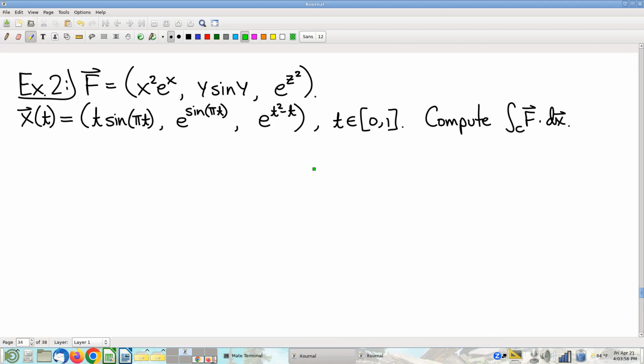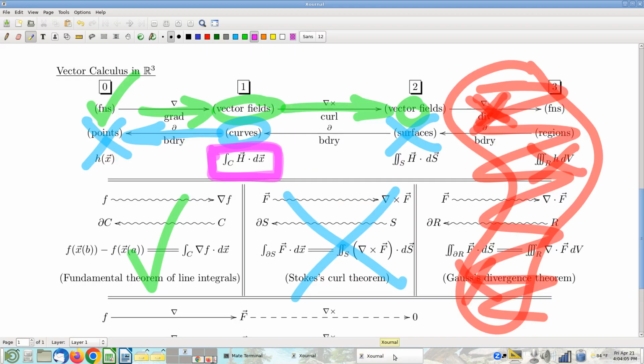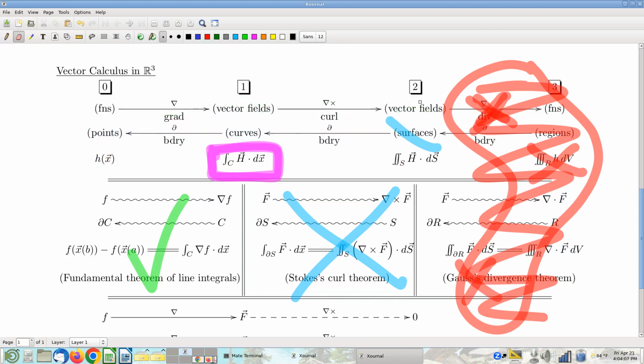Different vector field, different curve. But again, notice three coordinates. That means we're in 3-space, computing a line integral. So again, our context is the same. Let me clean up this mess. We're again there.